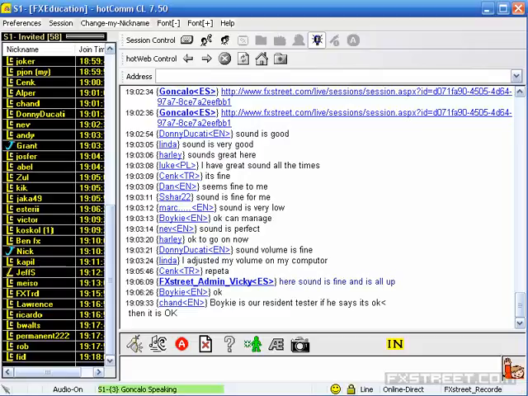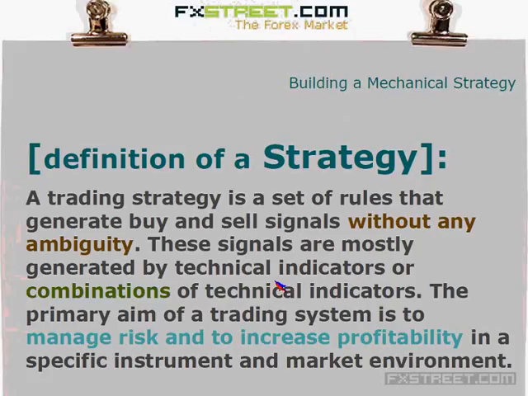Okay, so here I write a trading strategy is a set of rules that generate buy and sell signals without any ambiguity. These signals are mostly generated by technical indicators or combinations of technical indicators. Okay, this is what we call rules.